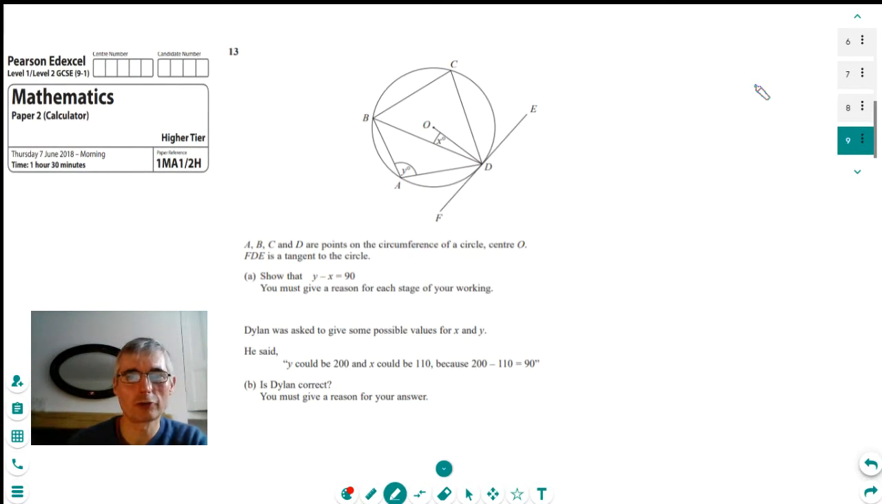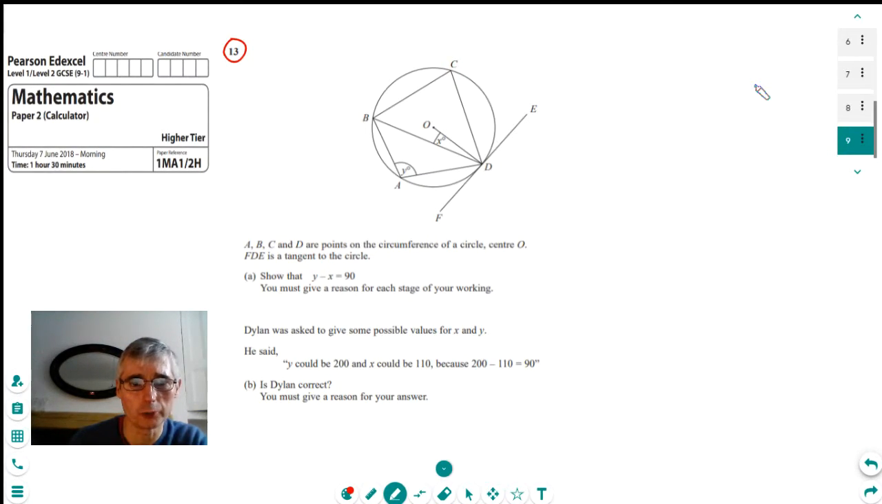I'm continuing to go through the Edexcel higher tier paper from 2018, and this is paper 2, Maths GCSE, so it's the calculator paper. And we're on question 13. So this is a question regarding cyclic quadrilaterals and all things to do with angles in a circle.